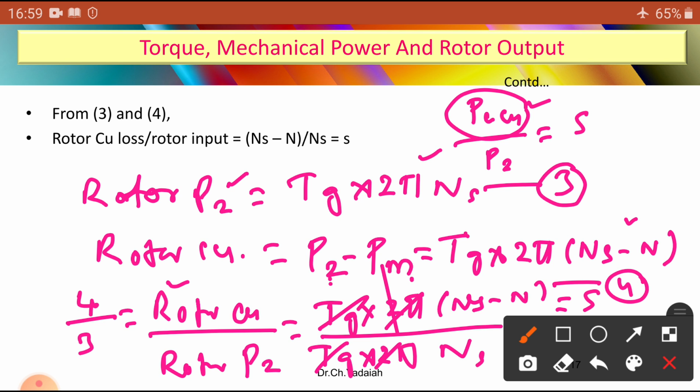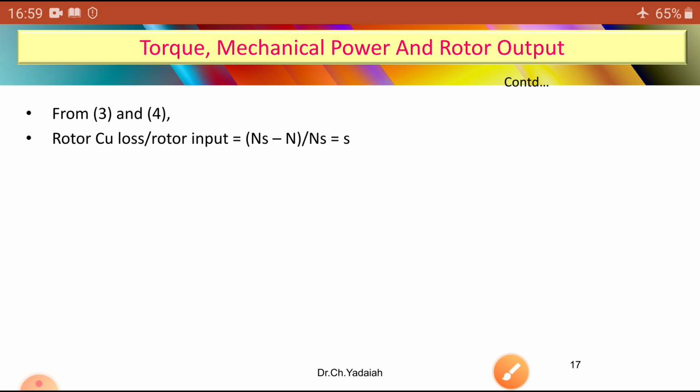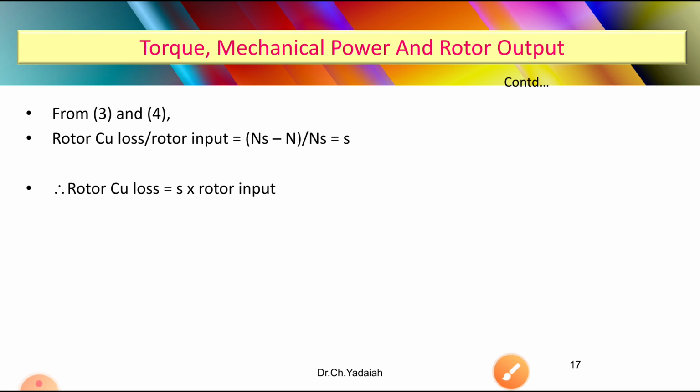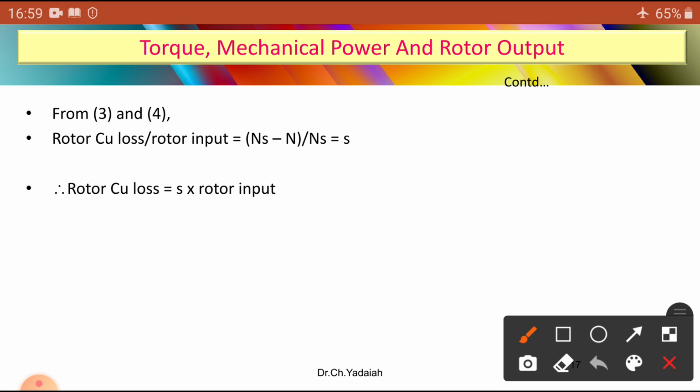So here I want to know the copper losses in the rotor. If I know the rotor input, that is P2, and multiply by the slip, then I am going to get the copper losses. So this is written here. Rotor copper losses is equal to S times rotor input. This is what we derived.